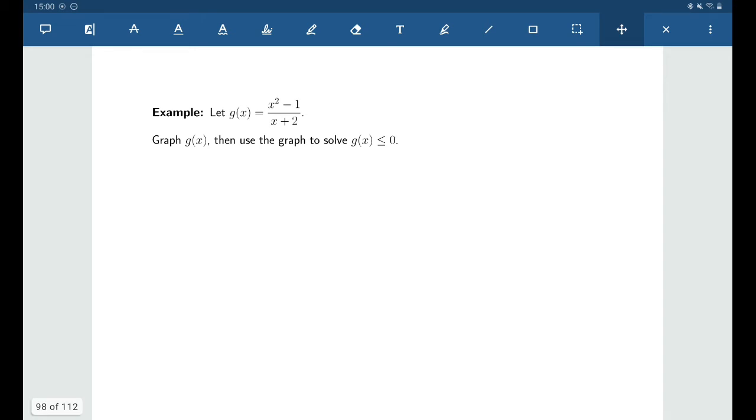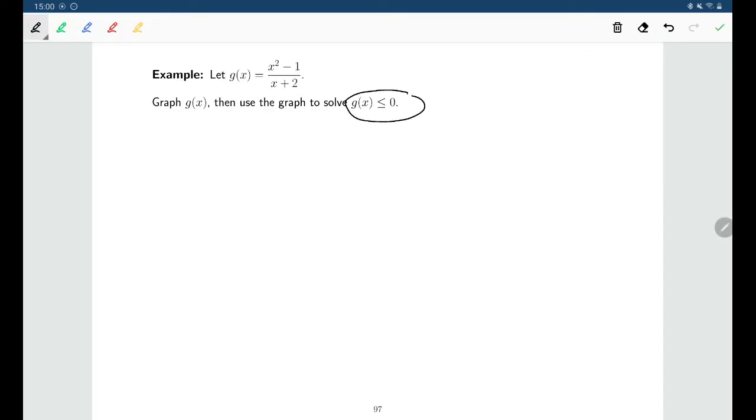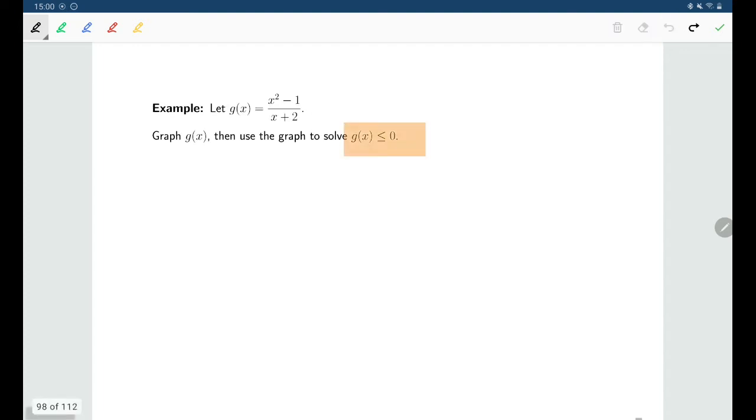We'll do one more little bit of graphing here. Graphing g of x and then doing the same thing, using that graph to now solve a problem. In this case, solving this inequality, where is g of x less than or equal to 0.